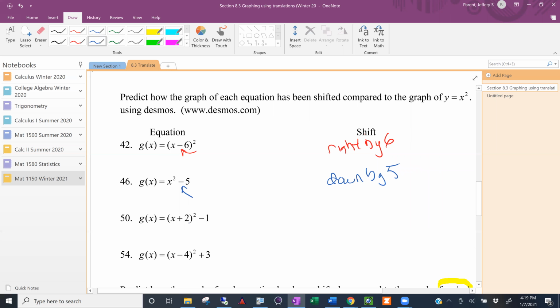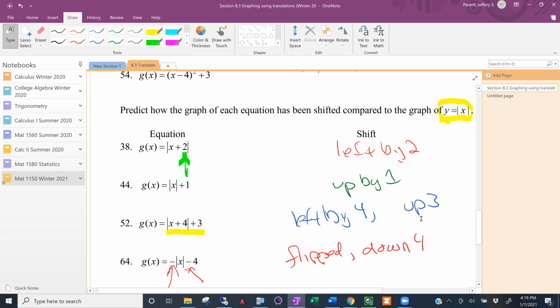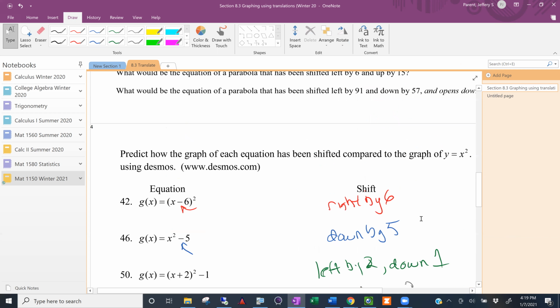Combination job here for you. 2 shifts. First, inside is going to be shifted to the left by 2, and then down by 1. And last but not least, x minus 4 squared plus 3, that's going to be shifted to the right by 4 and up 3. Okay. Hope you did well on that.